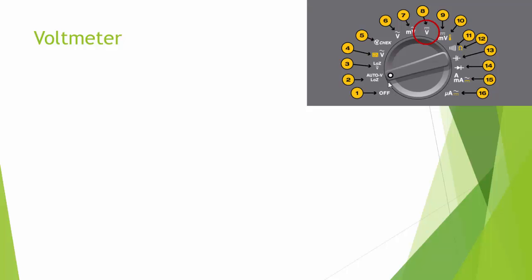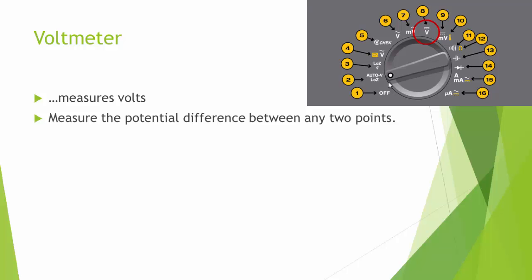All right, the voltmeter measures volts or potential. We can measure the potential difference between any 2 points. Notice that there are two V's here. You don't want the wavy line, that's for AC. You want the straight line for DC.